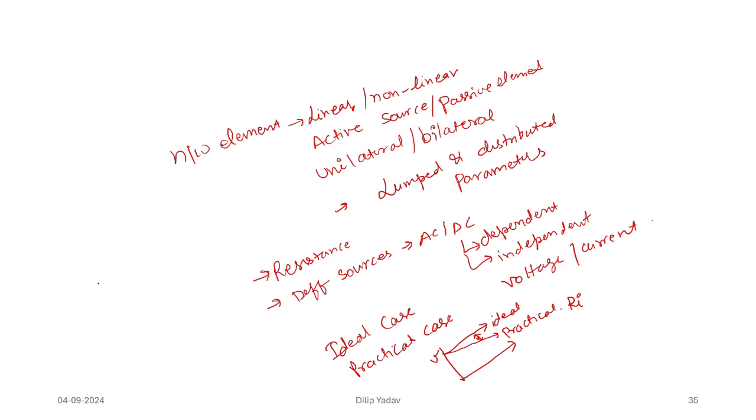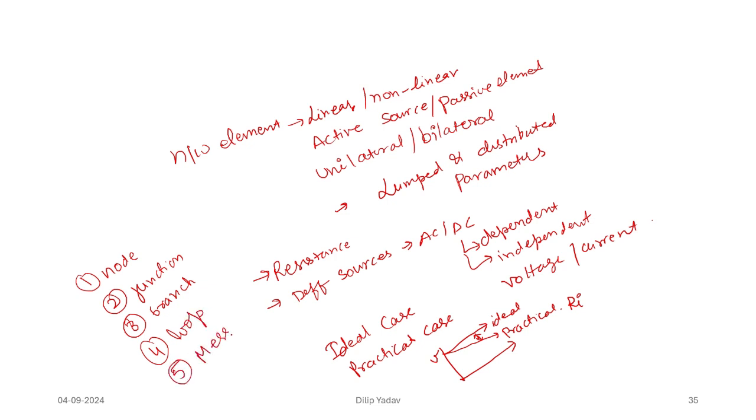And we have gone through some of these: what is a node, what is a junction, what is a branch, what is a loop, and fifth we have studied what is a mesh. We have studied these till now.